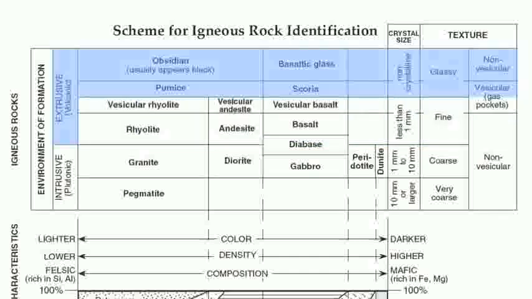Above that are going to be your glassy rocks, instant cooling of lava. Pumice and scoria are glassy with gas pockets. Obsidian and basaltic glass are glassy without gas pockets.